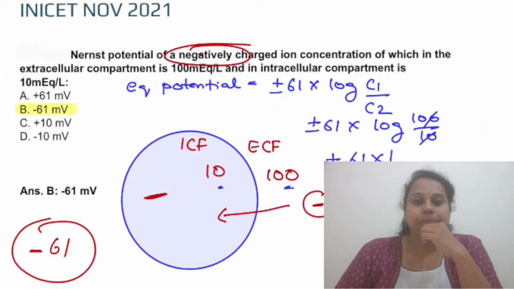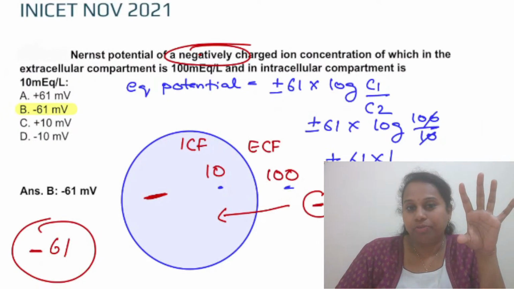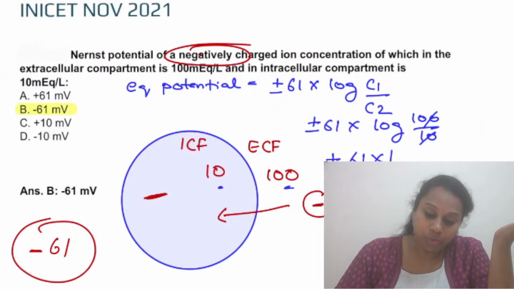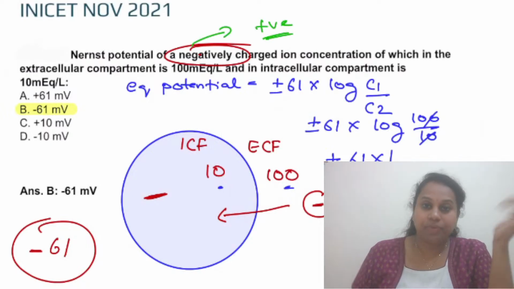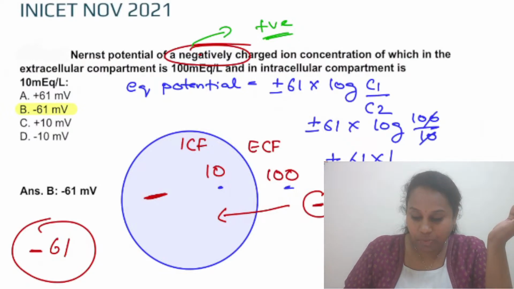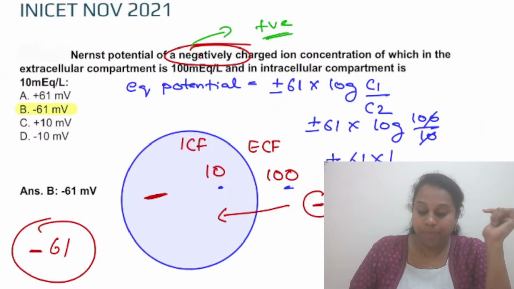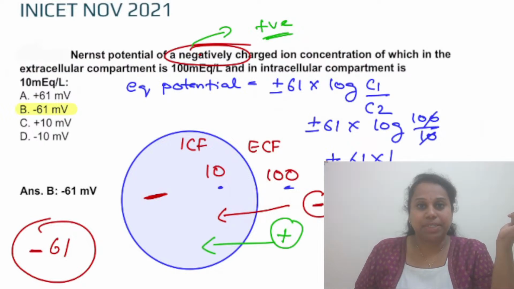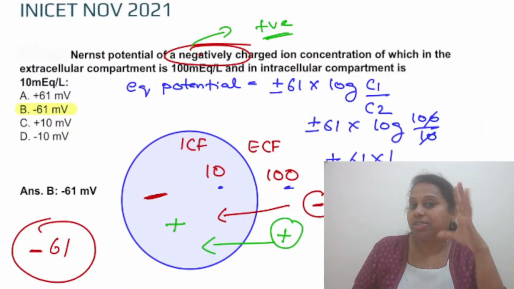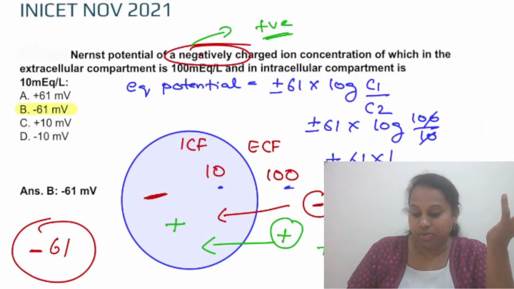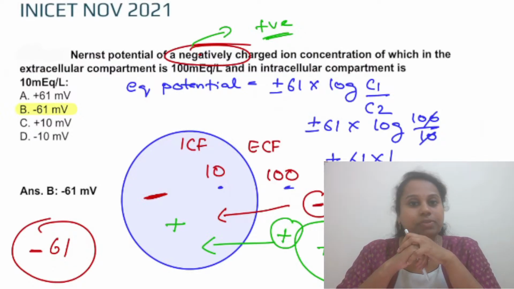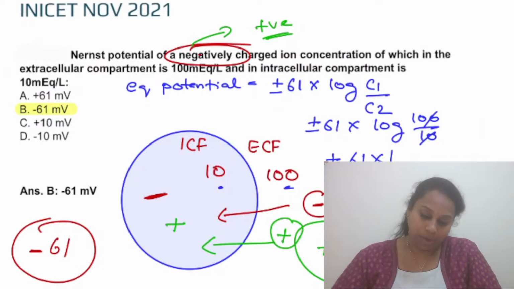Can you tell me if the question was Nernst potential of a positively charged ion? The same question, but instead of negatively charged ion, if the question was positively charged ion, then what would be the answer? You will get the same 61, but when you want to determine plus or minus 61, now it is a positive ion which is going to move from 100 to 10. So when a positive ion moves from outside to inside, this will make the inside positive. So at equilibrium potential, what charge is that ion giving to the inside of the cell? Positive. So now the answer would be plus 61. If it is a negatively charged ion, it's minus 61. If it was a positively charged ion, then you will get the answer as plus 61.